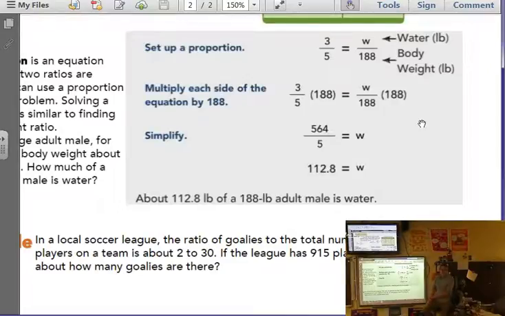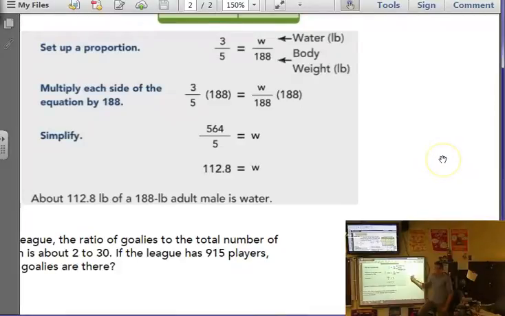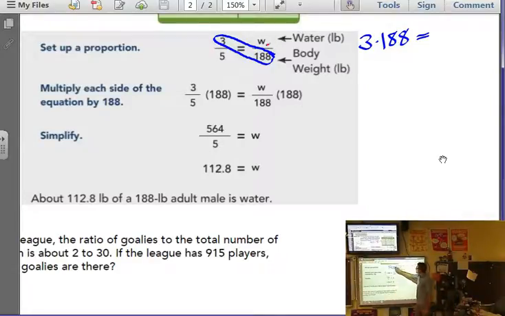So then, I have multiple ways to solve this. Off to the side here, I would like you to show the cross multiplication method. If I have a fraction equal to a fraction, which a lot of you have been trying to use incorrectly, I can cross multiply, and I get 3 times 188 will be equal to my other cross products, which are going to be 5 times w.